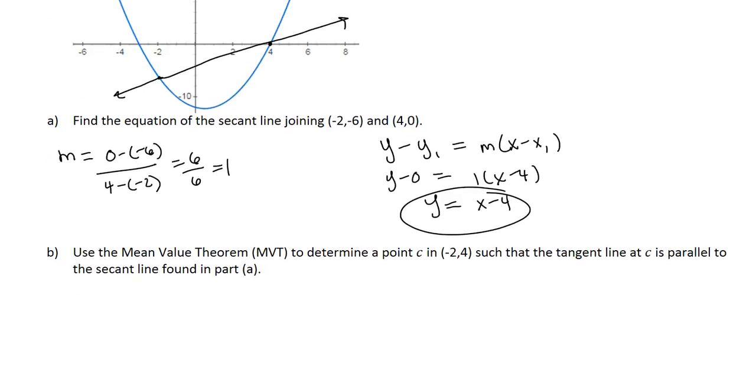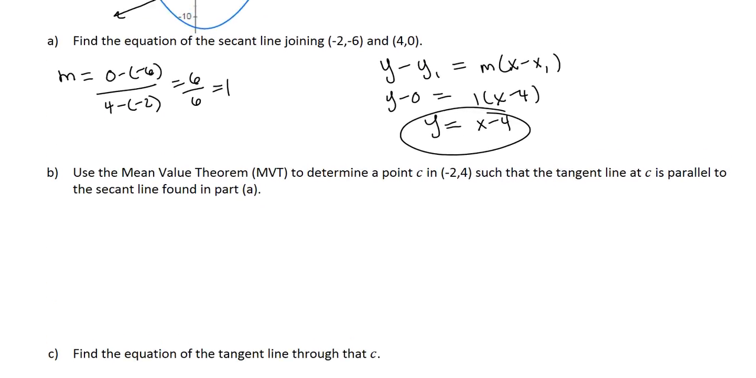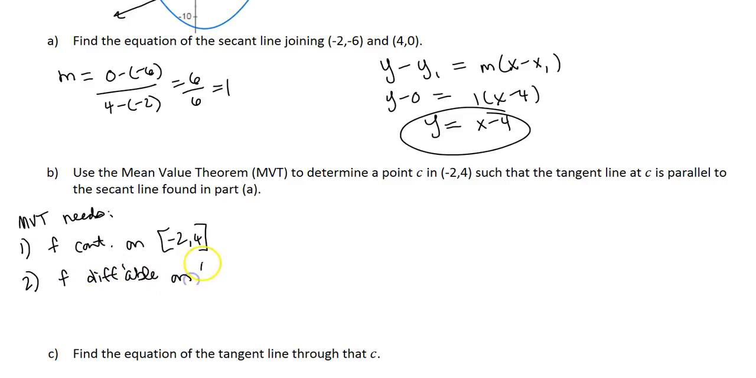The second part says to use the mean value theorem to determine a point c in (-2, 4) such that the tangent line at c is parallel to the secant line found in part A. Now, what we're doing here, remember the mean value theorem needs the following. We need, number one, that f is continuous on the closed interval from -2 to 4. And two, we need that f is differentiable on the open interval from -2 to 4. And we do get both of these because f is a polynomial. So we're good here. The mean value theorem does apply.